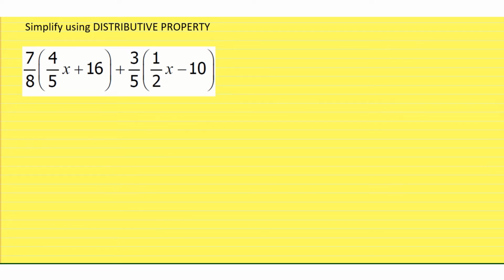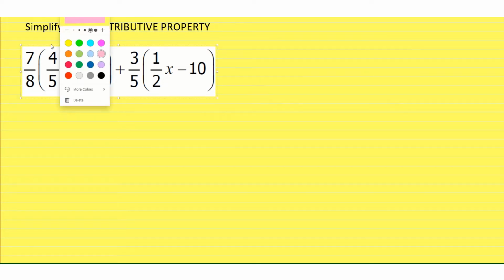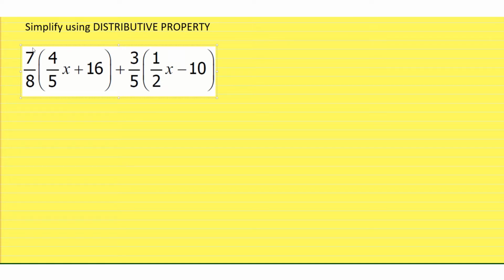This is Charlene. We are going to simplify this expression using the distributive property. The first thing we're going to do is try to eliminate the parentheses, which is what order of operations tells us to do if we're combining and simplifying expressions. We're going to distribute this fraction into the parentheses, which means we're going to multiply it into the parentheses. So let's go ahead and do that.